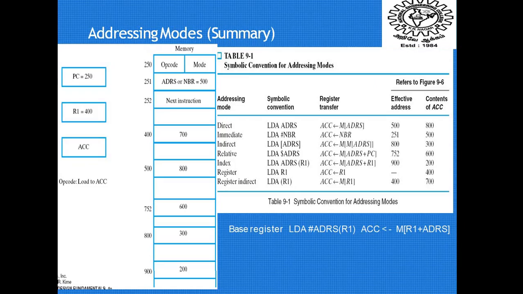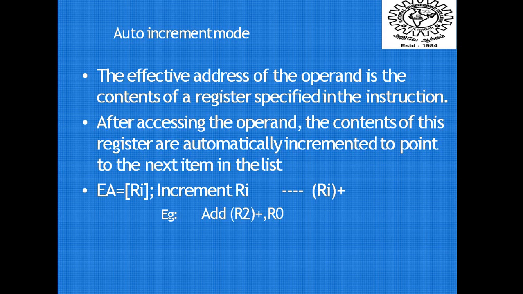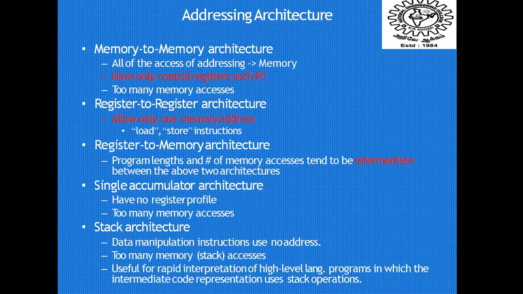Automatic increment is missing, I think. Automatic increment means that after accessing the contents of the register specified in the instruction, the register is automatically incremented to point to the next item. So after incrementing, the value will be added, like 2000, 4000, 4, 8 and so on. Here decrement means it will be reduced, like ascending and descending order.